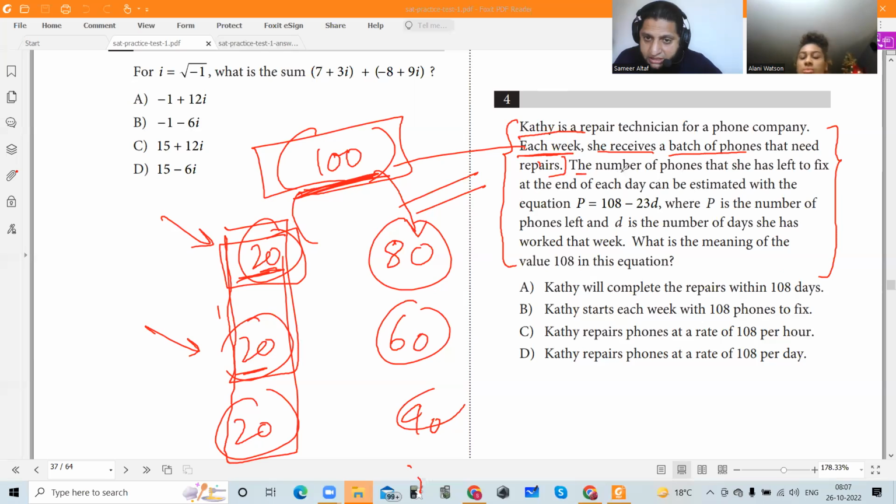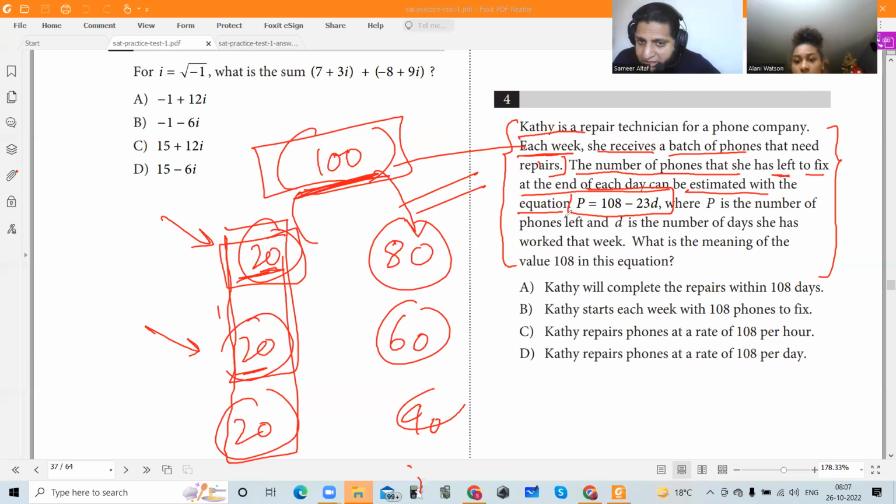And then they're telling you the number of phones that she has left to fix at the end of each day. That means if she has completed a few phones, then the phones which are left for fixing can be estimated with the equation P equals 108 minus 23D.